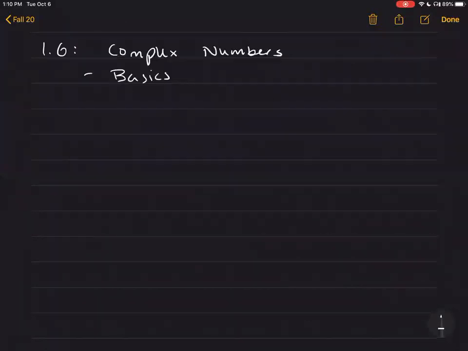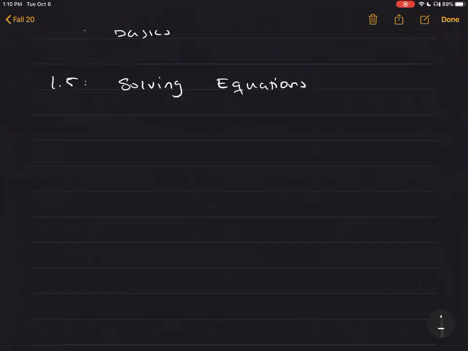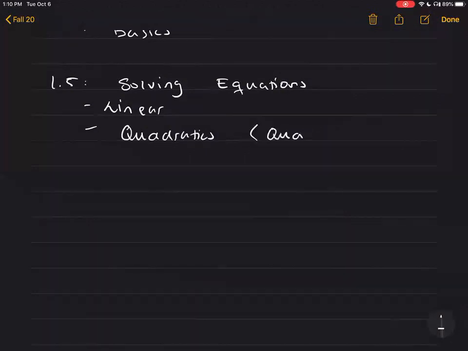And then 1.5 was meaty. That was solving equations. And so let's see, what were the different kinds? We had basic linear ones. We had quadratics. And within quadratics, we used the quadratic formula. Right, good to know that one.